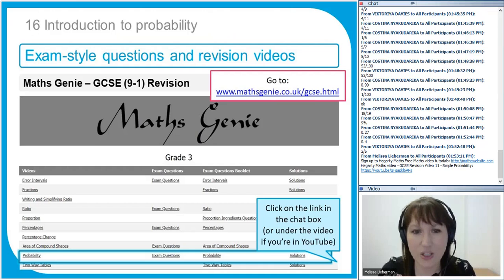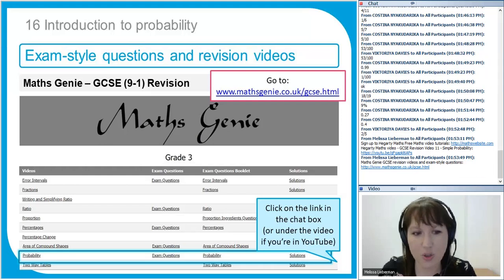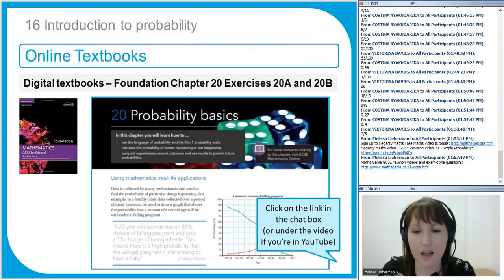Now, on the Maths Genie page, if you want to watch the video, you just click on probability. This is in the grade 3 section. So scroll down the page until you get to the grade 3 section. I'm just putting the link into the chat box now. So it's right at the bottom, just before two-way tables. Click on probability to watch the video. Then have a look at the questions. This one will download a worksheet where you can actually write your answers in the spaces and then solution steps. So that's just basic probability in there.